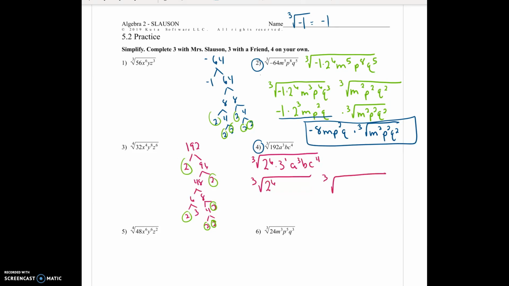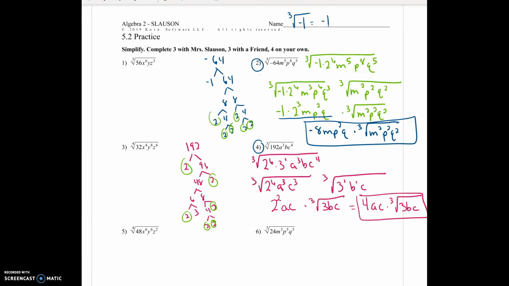So all of the 2's can go in there. 3 to the first cannot. A cubed, all of that can go in there. B doesn't have enough. And of my 4 C's, 3 can go in, but 1 can't. So now I'll take everything out. 2 gets an exponent of 2, A and C. And then it would be great if you could take that one step further, make 2 squared into 4. All right, there is number 4.